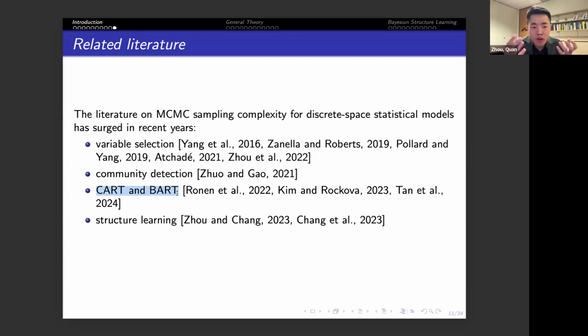So we are considering, say, multiple CART models, which is of course going to be a lot more complicated than the previous CART example I showed you. But still, there were some recent papers on the sampling complexity for both CART and BART. Okay. So this is the introduction of my talk.